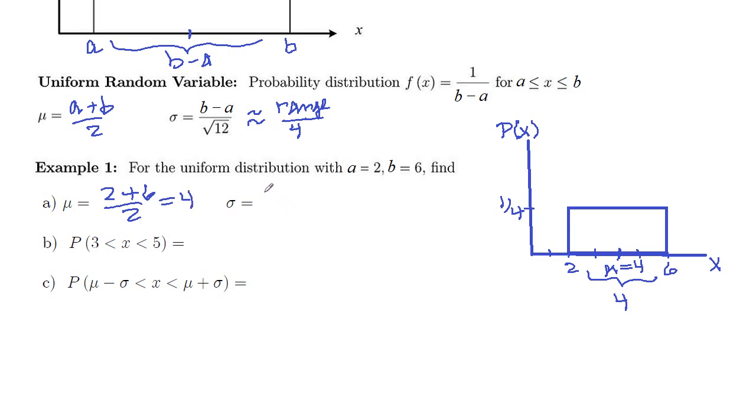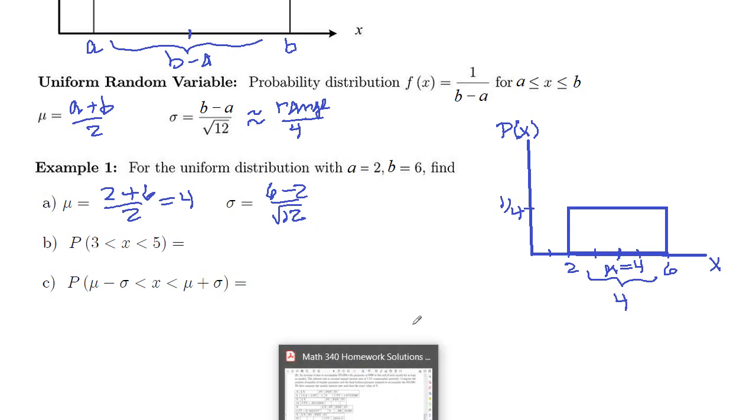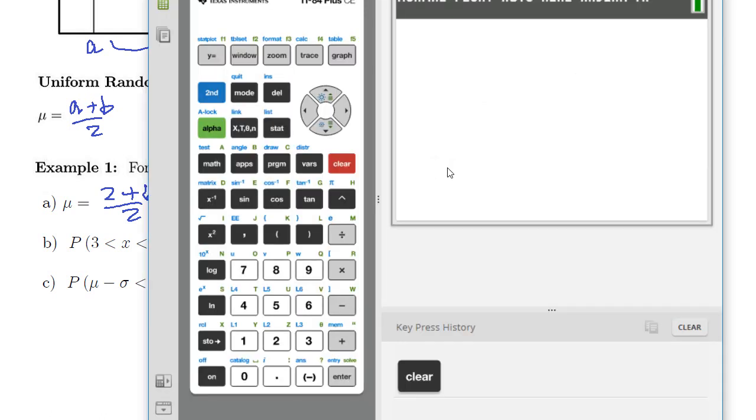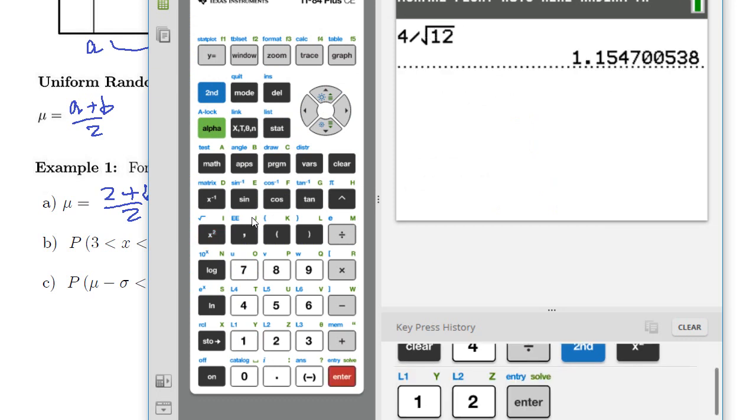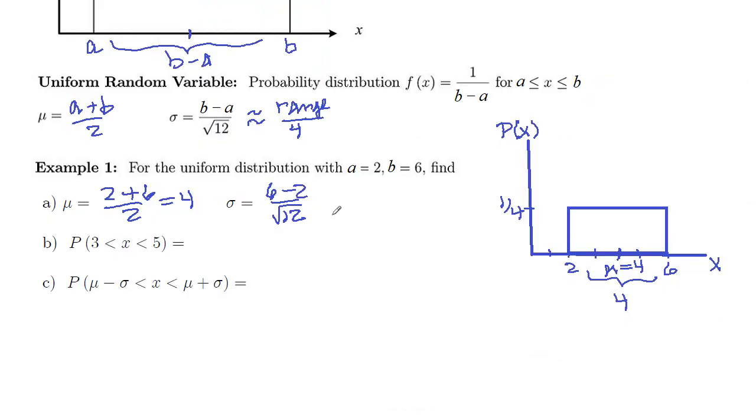And then our standard deviation, b minus a over root 12. So that is going to be 6 minus 2 divided by square root of 12. And let's go ahead and compute that on the calculator. So 6 minus 2 is 4. Divide by the square root of 12, 1.155 approximately.